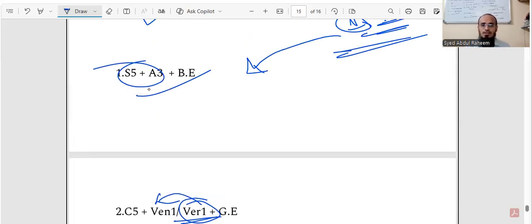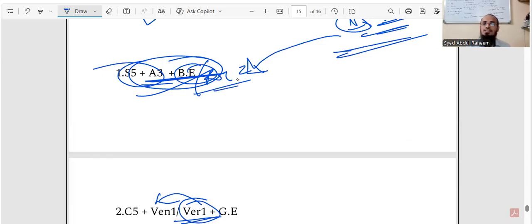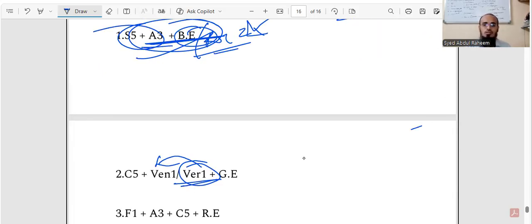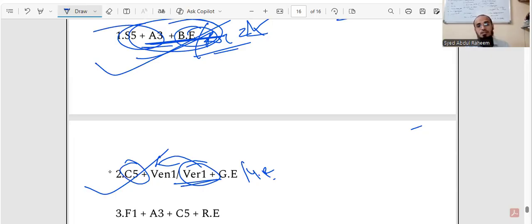Initially here also, when inflammation is there, A3B. Later on, you can change into RE also. If you change here to RE, here you will go through Y. Initially, you will give S5, A3B, C5, Ven1, Ver1, G. And after that, for reducing pain, inflammation and recovery, you need C3.